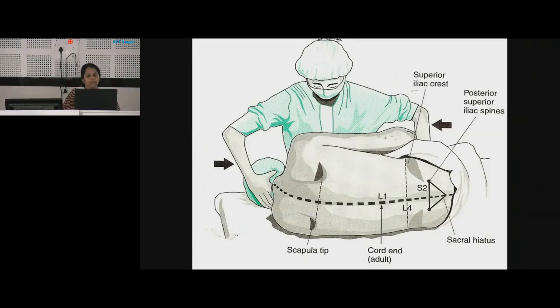Okay, here you can appreciate the L4 level, the iliac crest. From both sides an imaginary line is passed from the highest point of the iliac crest, which is passing through L4. The cord ends at L1.